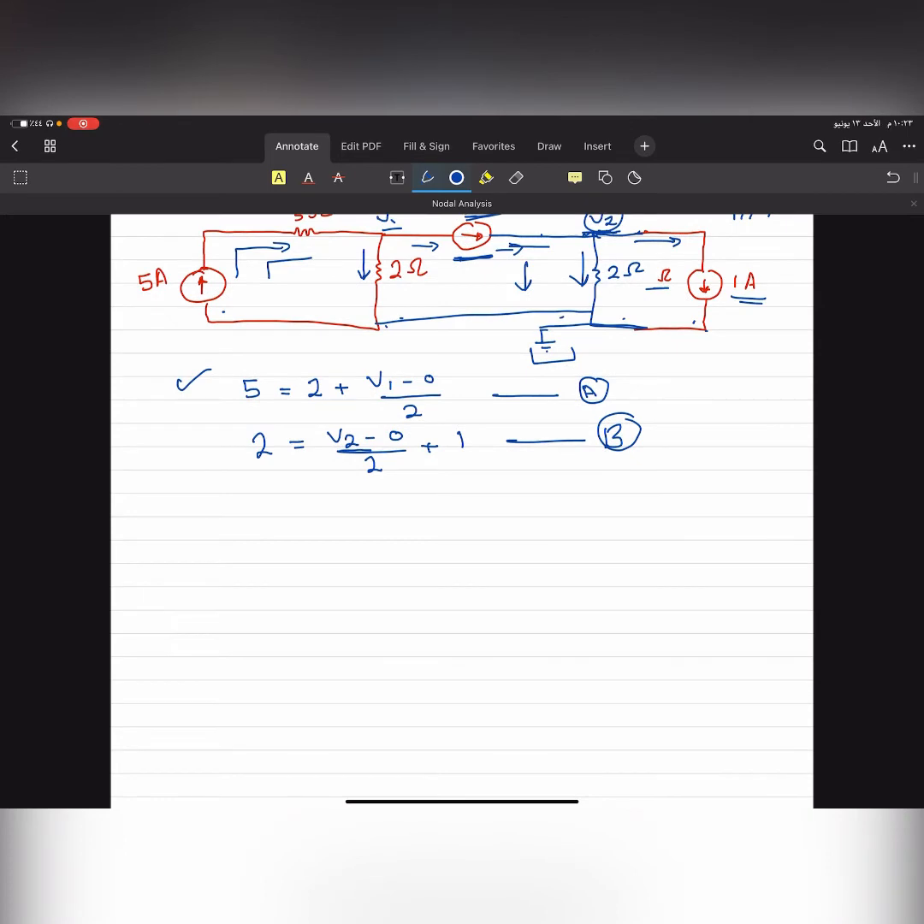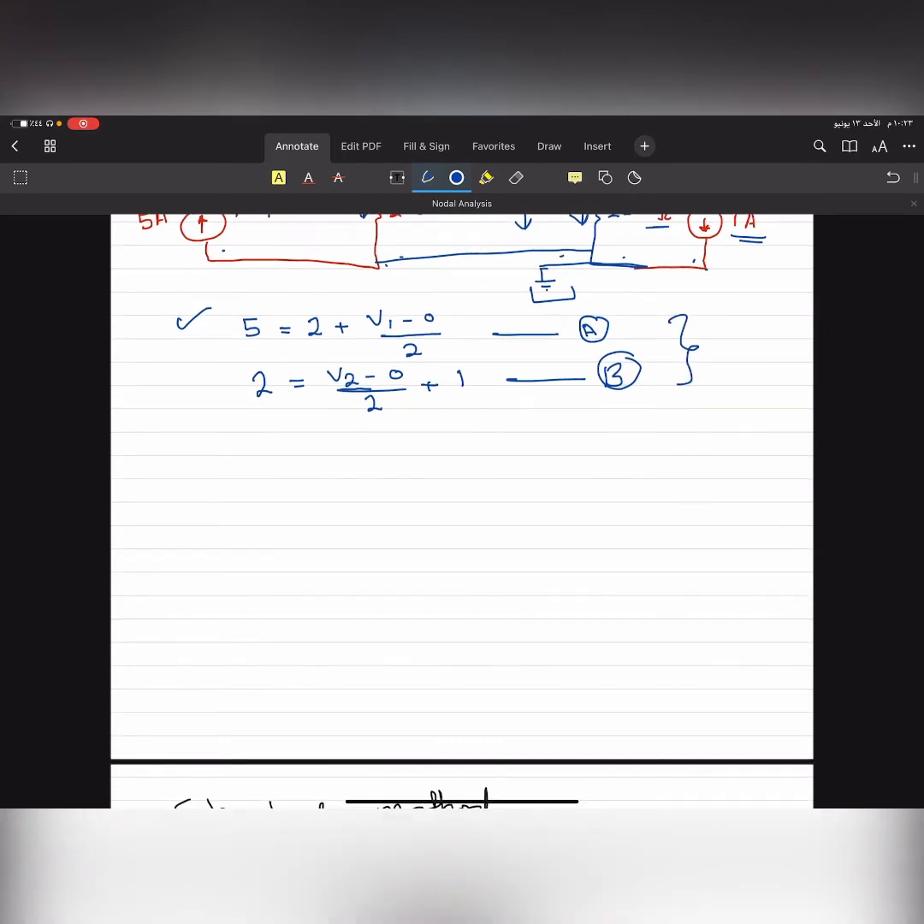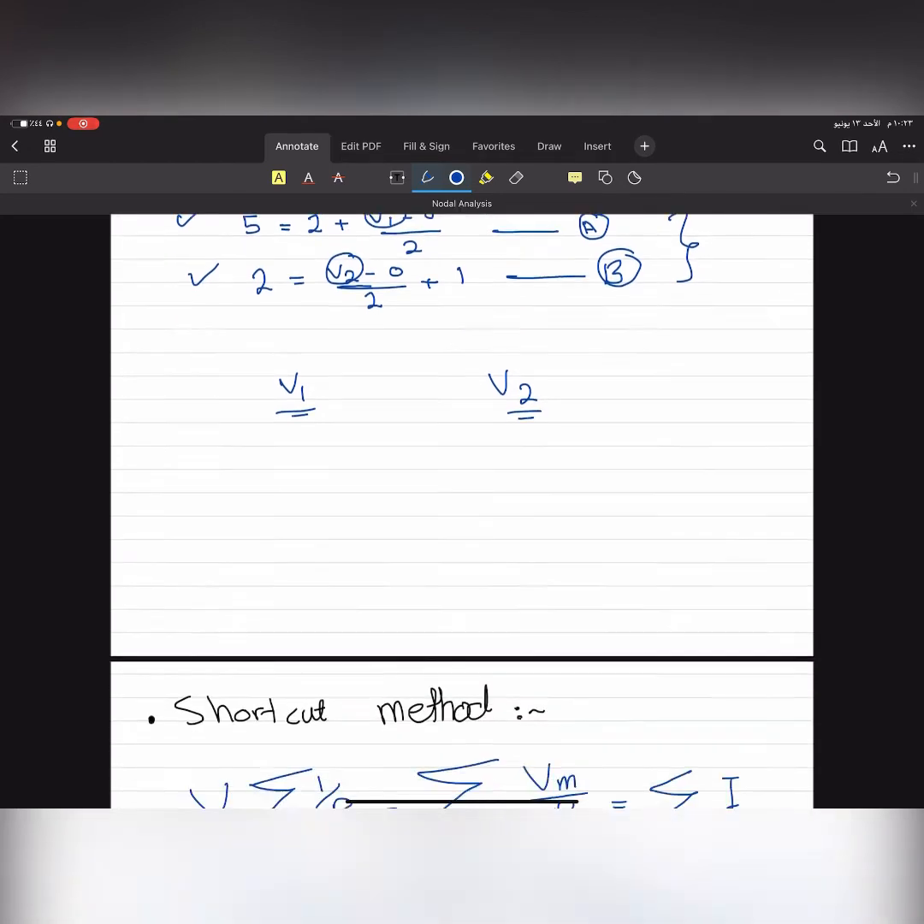I know that all of you should know how to solve a two-equation system. And actually, it's very easy. It's not difficult at all. So you can just substitute these two equations and solve for the two unknowns, which are V1 and V2. Then boom, you have your unknowns, V1 and V2. And let me know in the comments down below what V1 and V2 are.